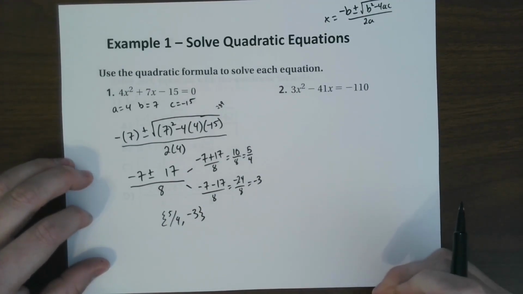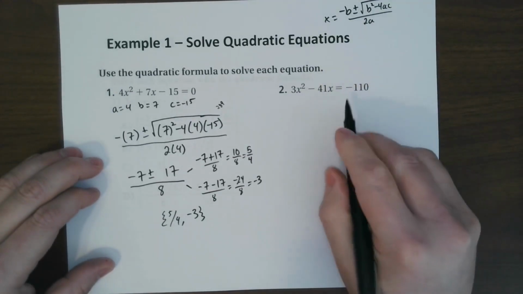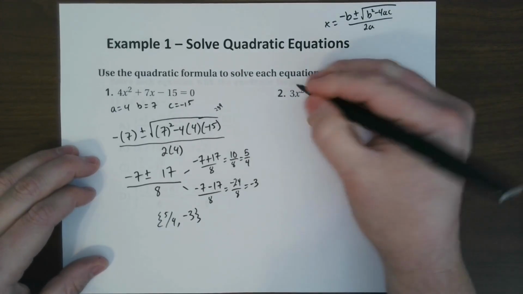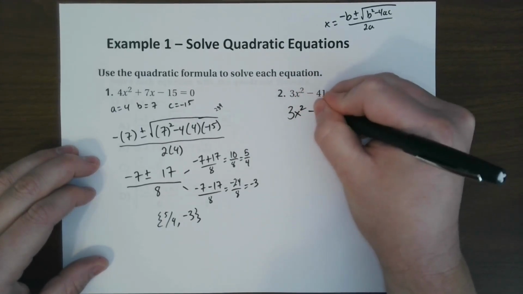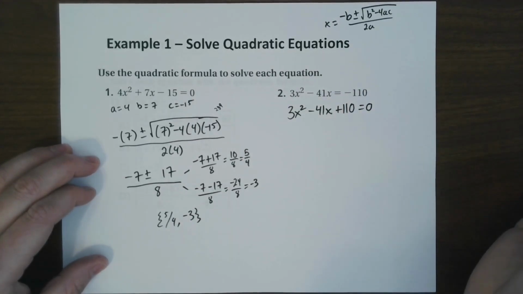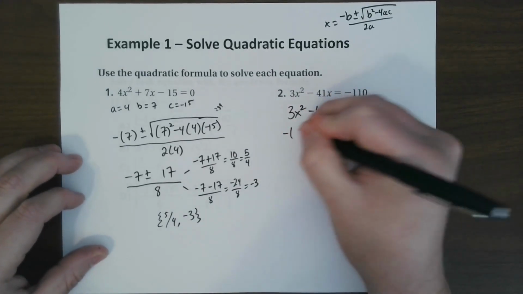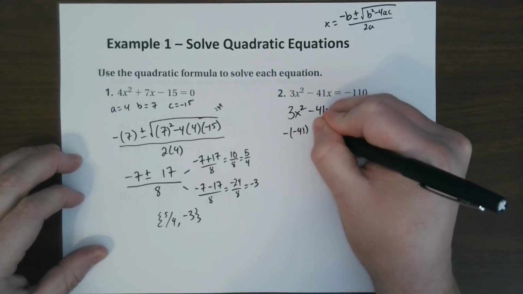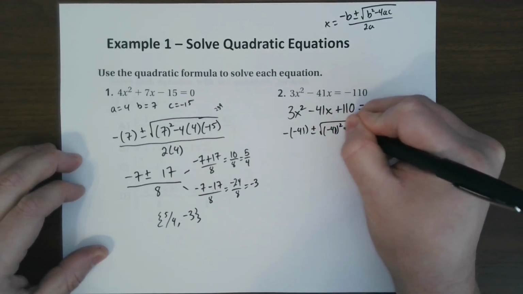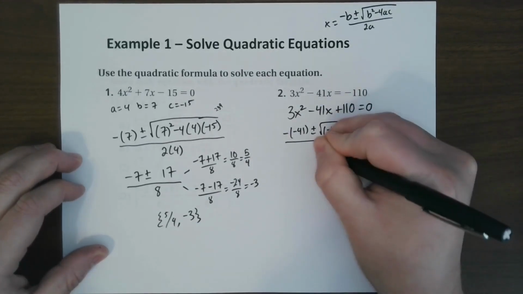So now to show number 2, it's the same exact story, okay? But notice it doesn't equal 0. It must equal 0 before you can use the quadratic formula. So I'm going to rewrite this as 3x squared minus 41x plus 110 equals 0. And now I'm going to go ahead and just plug those in. So negative 41 plus or minus square root of negative 41 squared minus 4 times 3 times 110 all over 2 times 3.